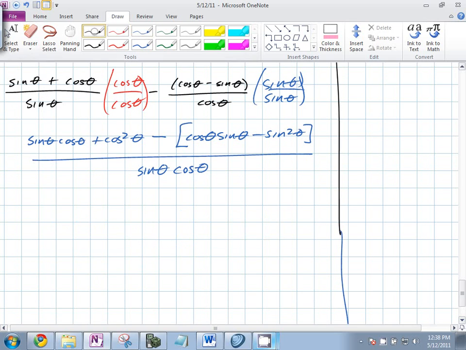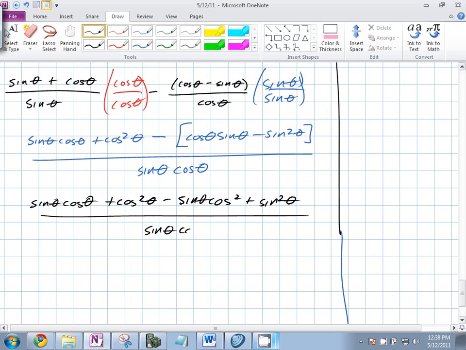So what do you end up with? Sine theta cosine theta plus cosine squared theta plus sine theta cosine theta plus cosine squared theta minus sine theta cosine theta plus what? Sine squared theta, all over. Is this nice? Why is that nice? What cancels? And what is cosine squared plus sine squared? So what do you end up with?